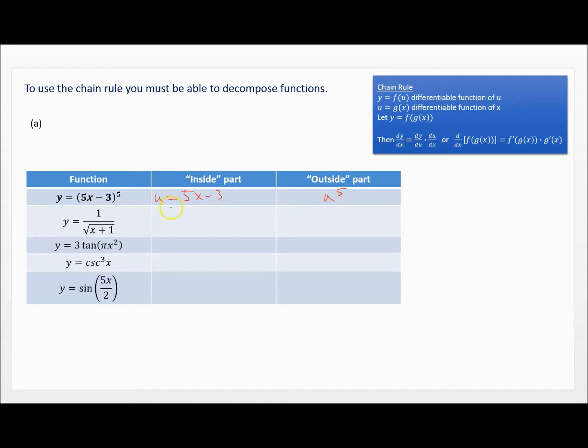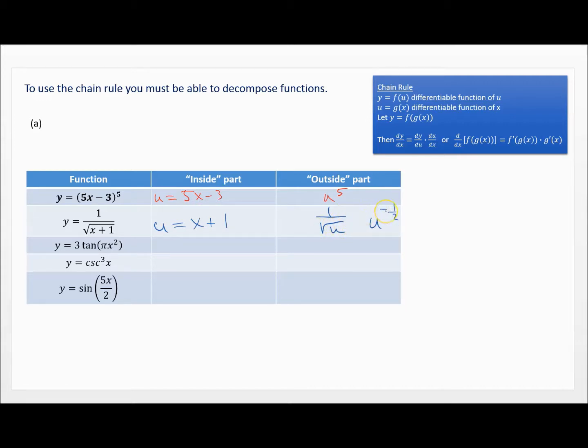And if we let u equal the inside part, which is x plus 1, we definitely know how to take the derivative of that. What if we let the outside part be 1 over the square root of u? We know how to take the derivative of that too. We could use the power rule, right? We could rewrite this as u to the negative 1/2. Because the square root is the 1/2 part.